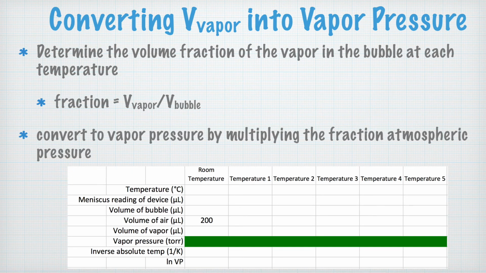Because vapor pressure is really just partial pressure of vapor. Okay, so we can get that from the fraction of the vapor in that whole bubble by just taking the volume of the vapor and dividing by the volume of the bubble. That'll give us a fraction. Multiply that times atmospheric pressure, which should be the thing that's affecting the bubble when we put it in there, the air bubble. So, and that will get us then the vapor pressure.